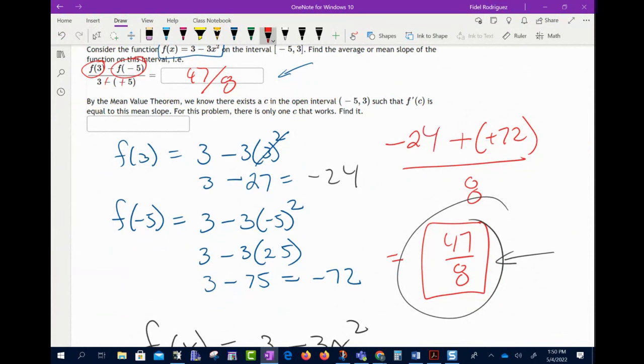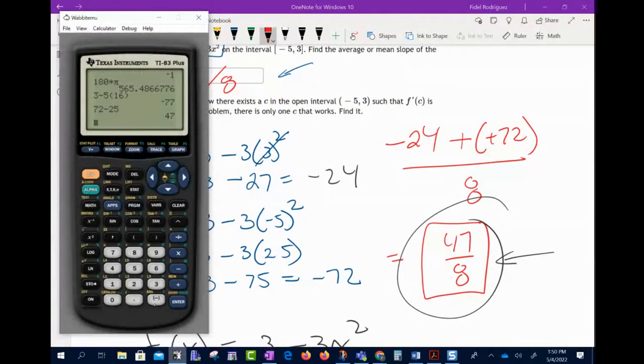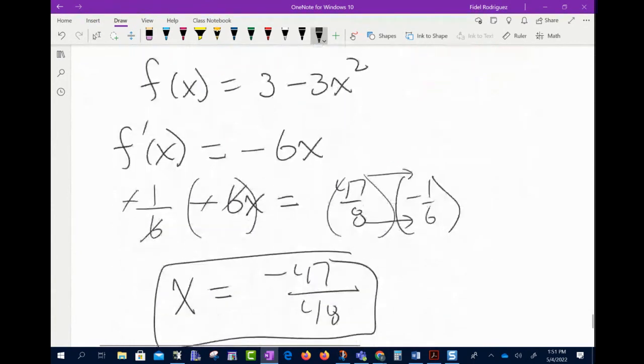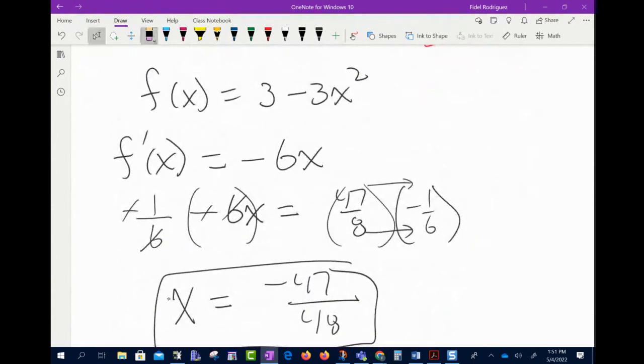Okay, so now let's see. And that is 72. Okay, so that was my bad right there, guys. Sorry about that. Let's see. Negative 24 plus 72 is 48. 48 over 8 is 6. So that's supposed to be equal to 6. Okay, so my bad.